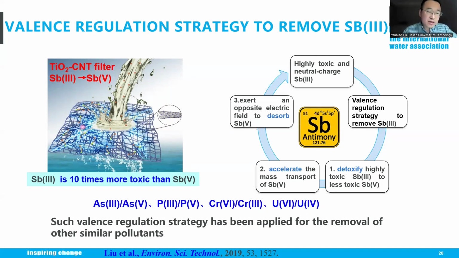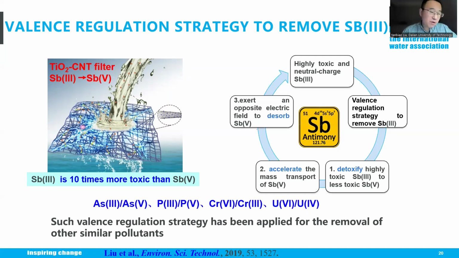The applied electric field assumes 3 roles in this process. Firstly, it oxidizes highly toxic antimony 3 to antimony 5. The second is to accelerate the mass transport of negatively charged antimony 5 by electrostatic attraction, since we exert a positive charge on the membrane. And the third is to desorb the antimony 5 by exerting an opposite charge. And also we can load some nanoparticles like titanium dioxide to adsorb this antimony 5.